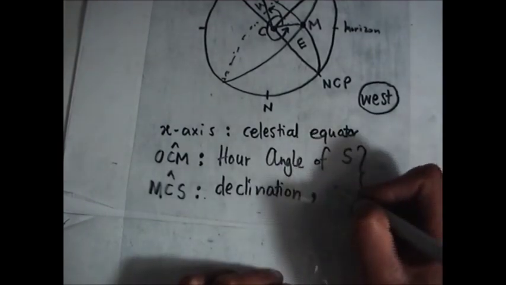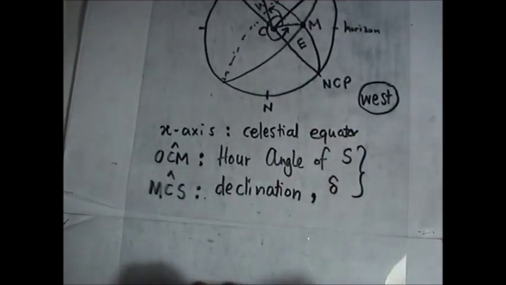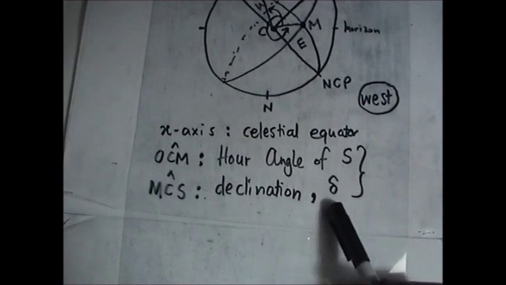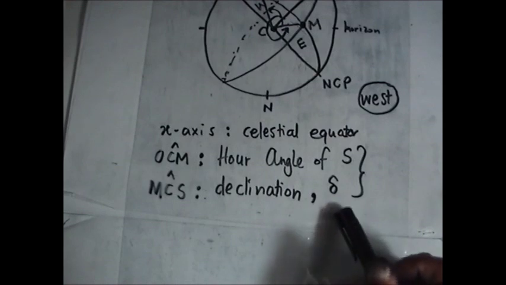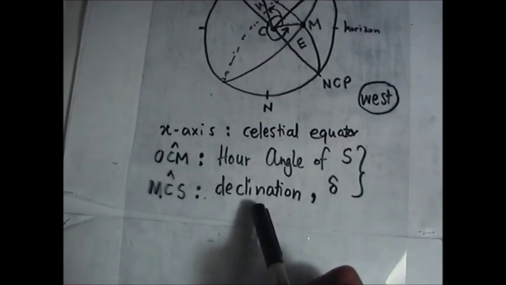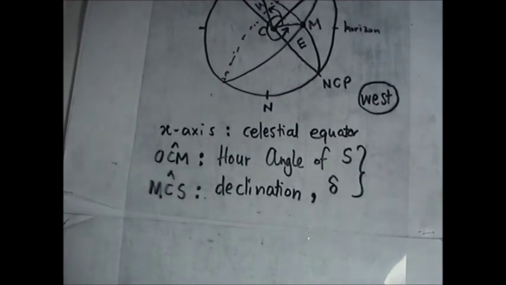And declination is denoted by this symbol. That is the denotation of declination.